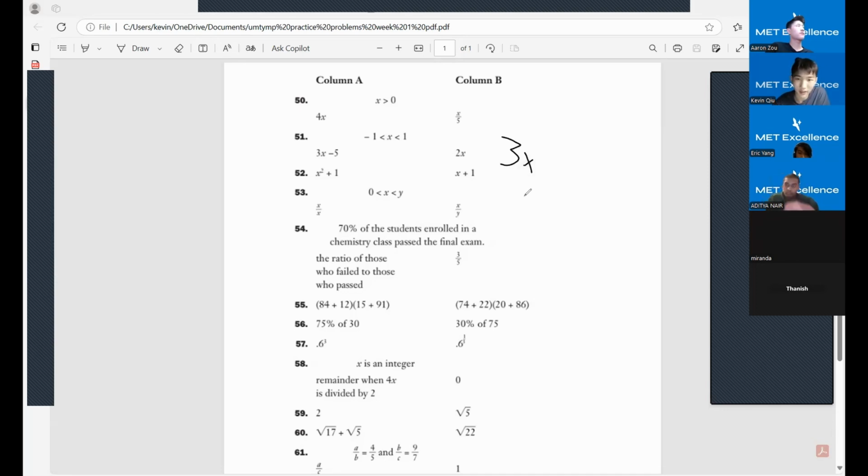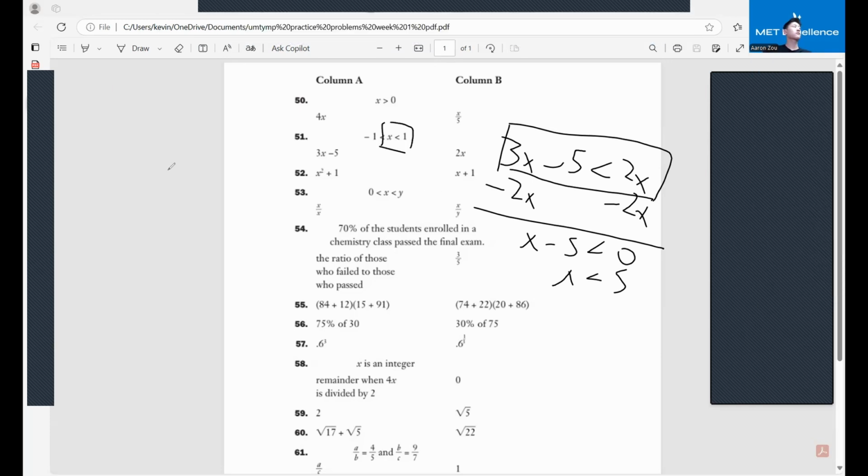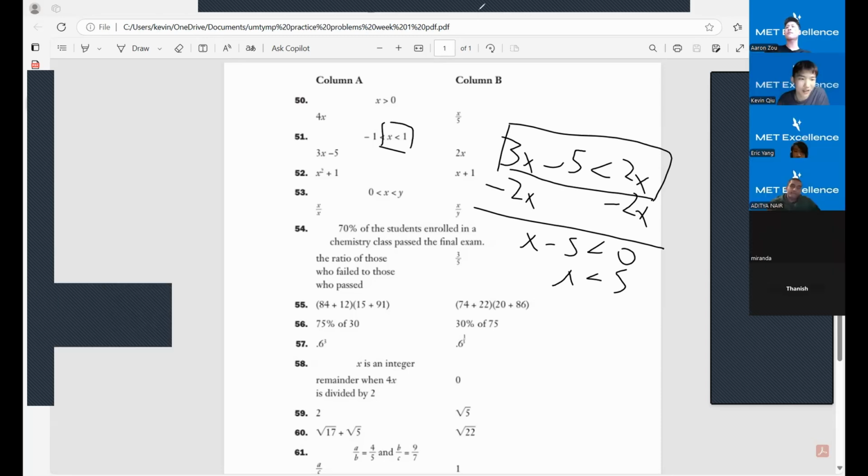We have 3x minus 5 is less than 2x. And we again subtract 2x from both sides. And this results in x minus 5 is less than 0, or x is less than 5, which means that this inequality is true for any x less than 5. We know that x is less than 5 because of this over here. So we know that 3x minus 5 has to be less than 2x. So the answer, as many of you did say, is B.